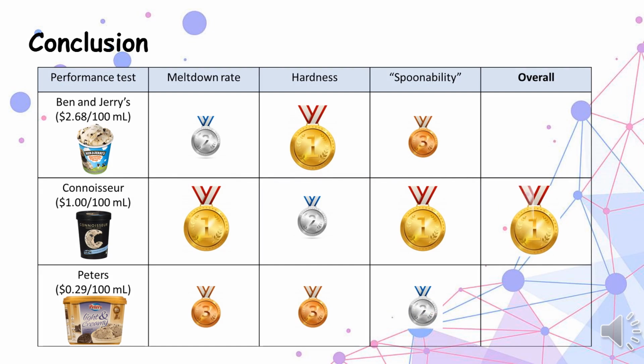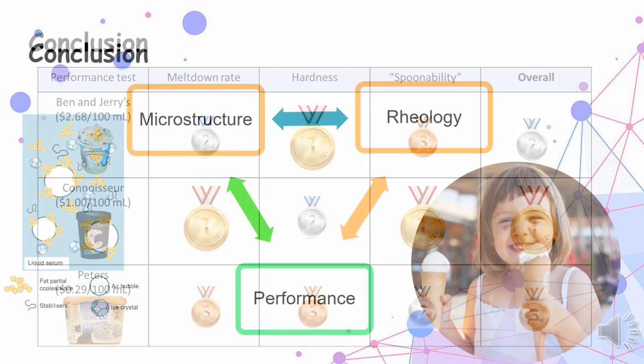In conclusion, our experiment shows the Connoisseur ice cream has the best performance in meltdown rate and spoonability, with a competitive price of $1 per 100 ml. This ice cream brand is an overall best product compared to the others.